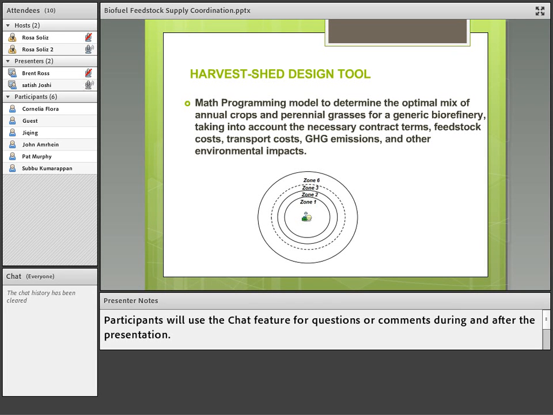So the idea is you visualize, in the math programming model, a biorefinery in the center. It is surrounded by concentric circular zones, let's say 5 miles radius, 10 mile radius, 15 mile radius, and so on and so forth, up to 50 miles radius. And the idea is to supply this biorefinery in the center with biomass from each of the concentric circles.